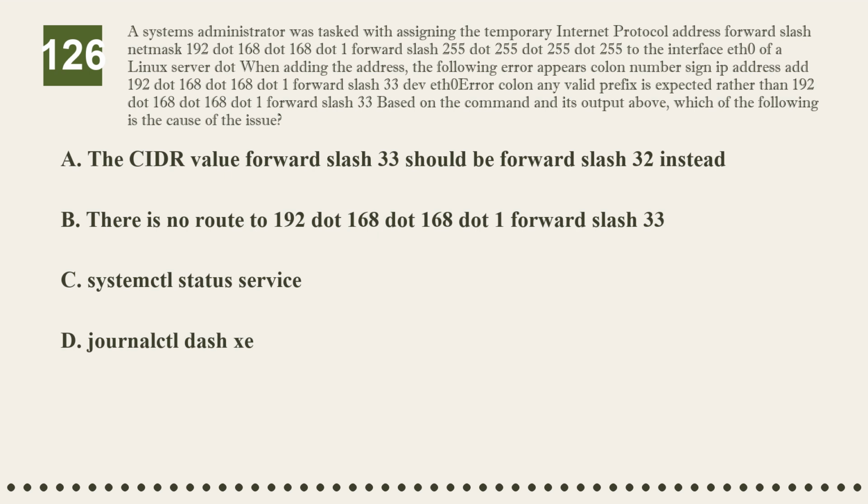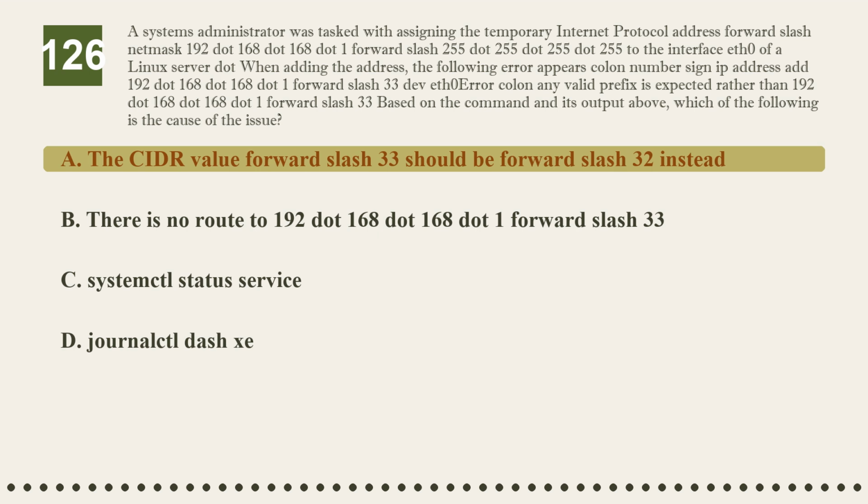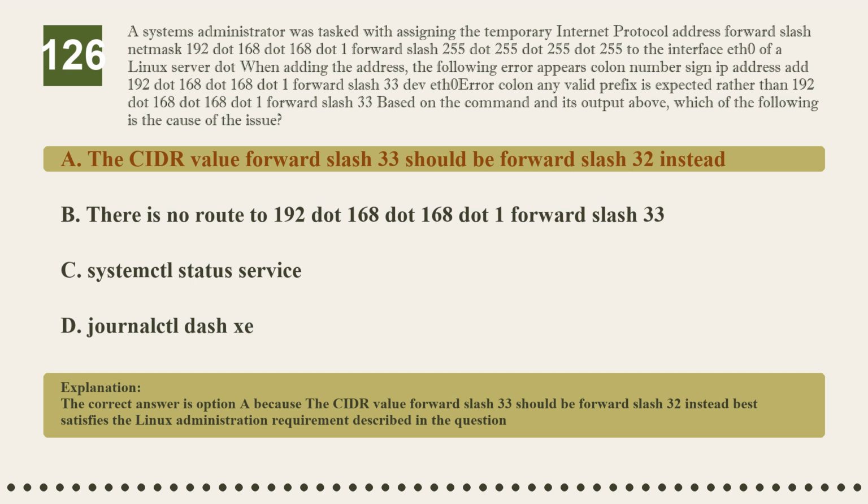Option B. There is no route to 192.168.168.1/33. Option C, systemctl status service. Option D, journalctl -xe. The correct answer is option A. The CIDR value /33 should be /32 instead. The correct answer is option A because the CIDR value /33 should be /32 instead, which best satisfies the Linux administration requirement described in the question.